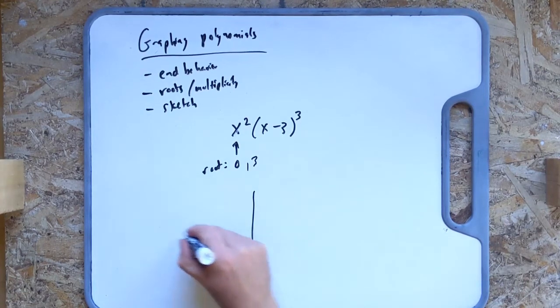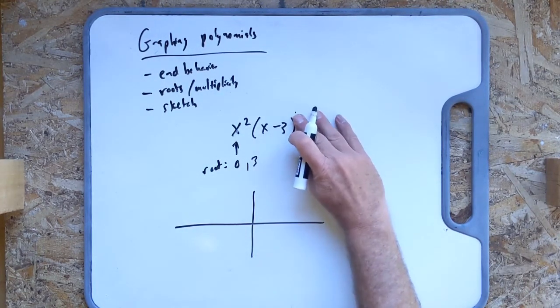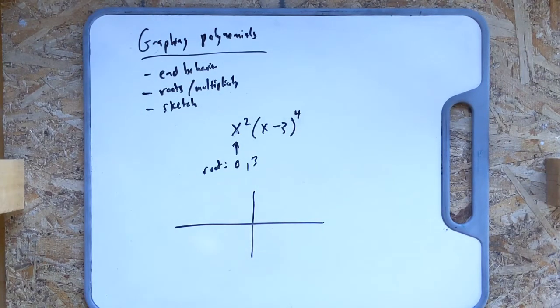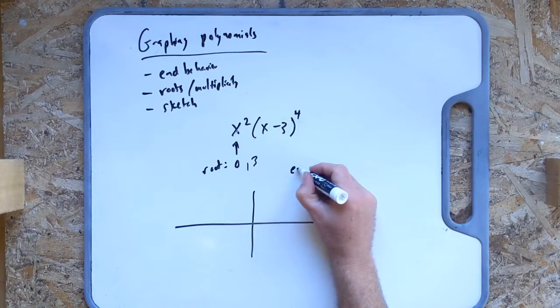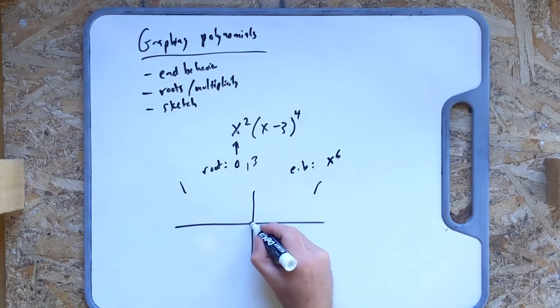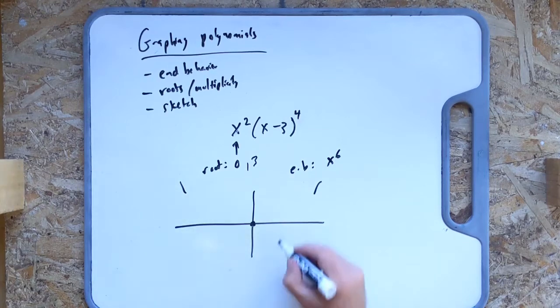So this one, for example, has an end behavior. Let's make it a little different so it doesn't have the same end behavior. X squared times x to the fourth gives an end behavior of x to the sixth, which means up and up. It has a root at 0, so don't forget that one. It has a root at 3.